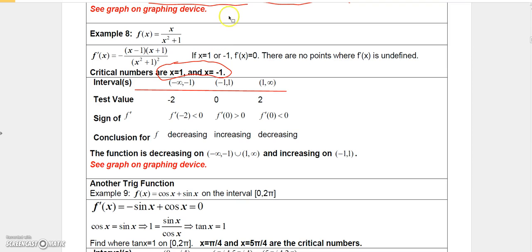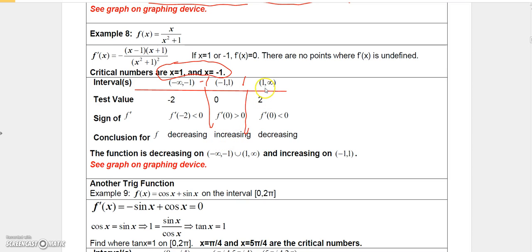So let me kind of draw that for you. So I get -1 right here, and then 1 right here, and then so I kind of broke it there. Alright, and then I picked a number in here, -2, plugged it into the derivative, and I got negative, so the function is decreasing there. I found 0 in this interval, plugged it into the derivative, got a positive number, so the function is increasing for that interval.